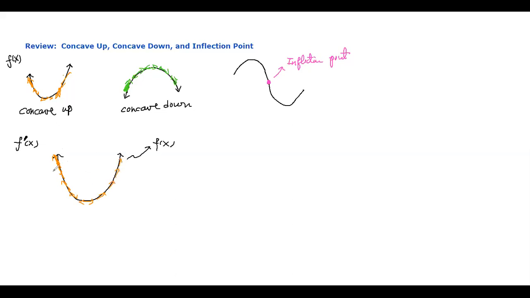Okay, so the orange one, this is my f prime x here. Like you see here, the derivative on my left-hand side is negative, and then the slopes get closer and closer to zero. Then they turn 0, and then become positive slope, and get bigger and bigger, right? And so that's why you see this is concave up.